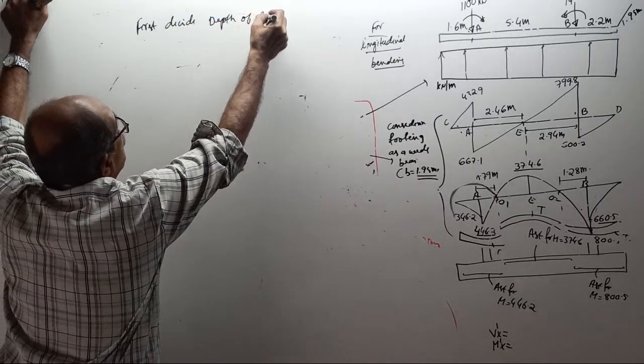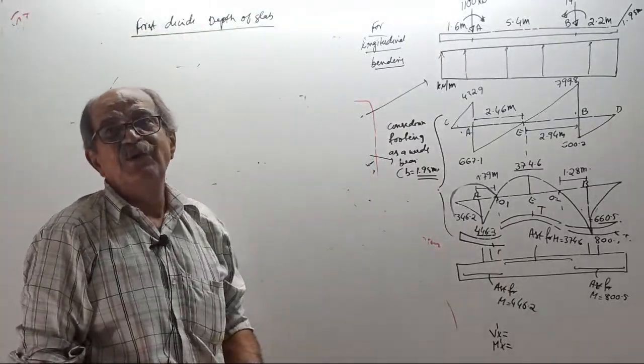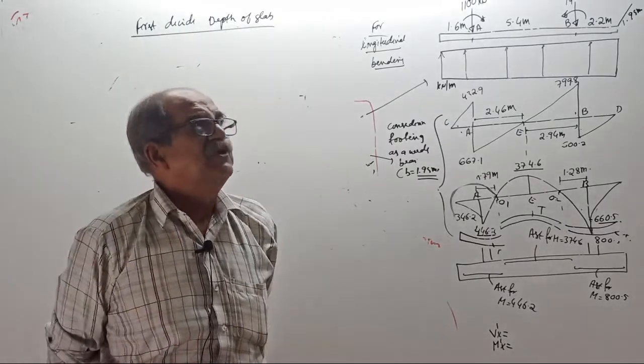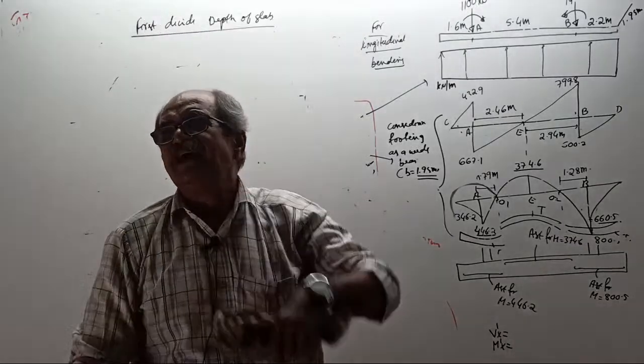Depth of slab. It is not called slab thickness because, tell me why. See, if the slab is 100 mm or 200 mm, you can call it slab thickness. If the slab depth is coming 800, 900, do you call it thickness?